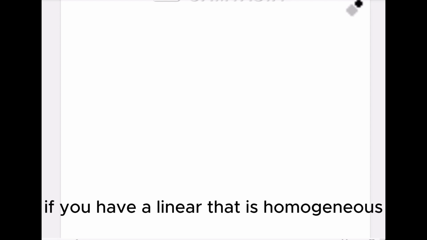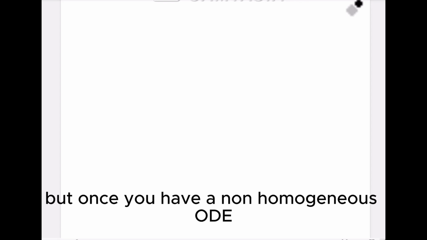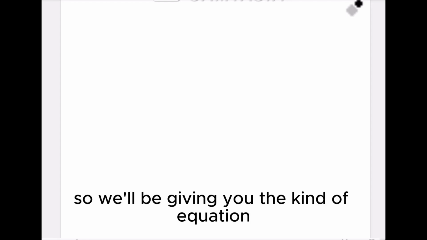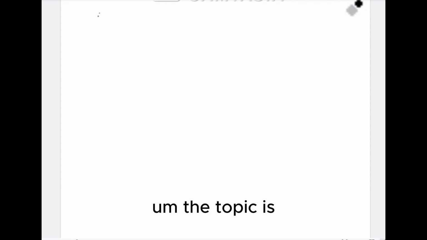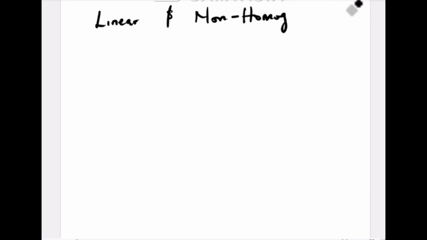If you have a linear ODE that is homogeneous, you can use variable separable. But once you have a non-homogeneous ODE, it's not easy to use variable separable. So we'll be giving you the kind of equation you're supposed to use when you have a linear and non-homogeneous ODE. So what do I mean by linear non-homogeneous ODE?